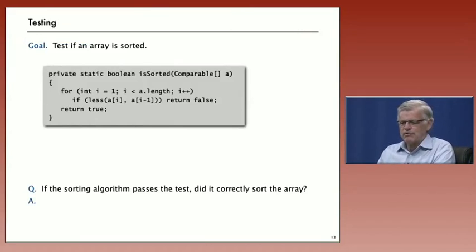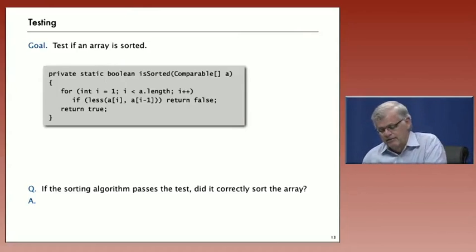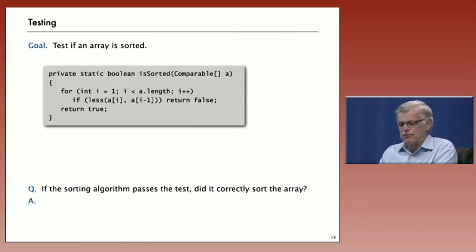Here's an example. Suppose we want to test if an array is sorted. This is a static method that is supposed to return true if the array is sorted and false if it's not. All it does is go through the array from 1 to the length of the array and test if each item is less than the one before it. If you have an item that's less than the one before it, then it's not sorted, so you return false. If you get all the way through the array without that happening, then you return true. That's pretty simple code. The question is, if you have a sorting algorithm that passes that test, are you sure that it correctly sorted the array?